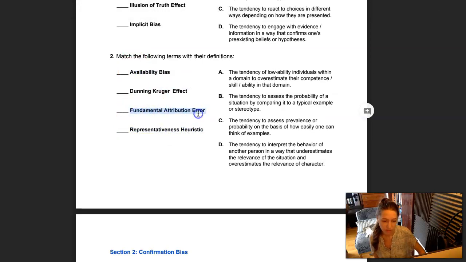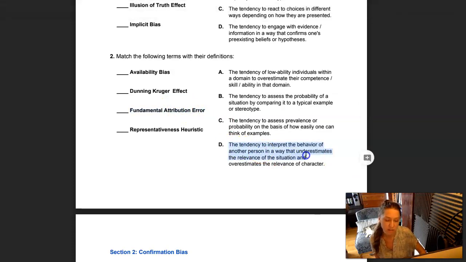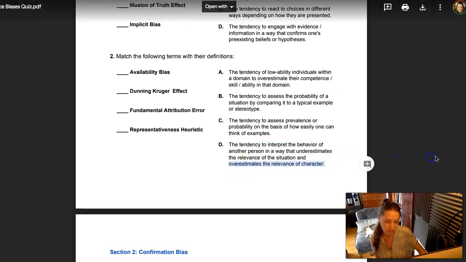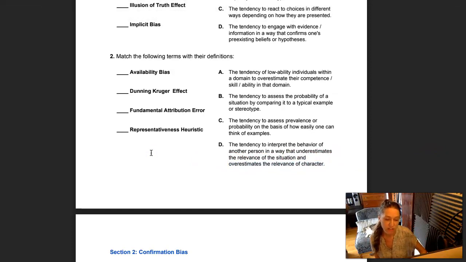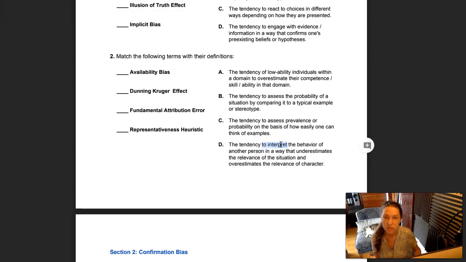Finally, 2 more. Fundamental attribution error. So this is the tendency to interpret behavior of another person in a way that underestimates the relevance of the situation and overestimates the relevance of character. So essential features here. We are interpreting something is important. We are interpreting behavior. So if you were doing a passage analysis question, you should be able to explain who's interpreting whose behavior. Okay, someone's behavior needs to be interpreted, and there's more than one way to interpret it.